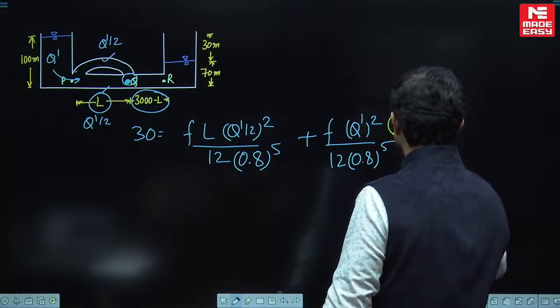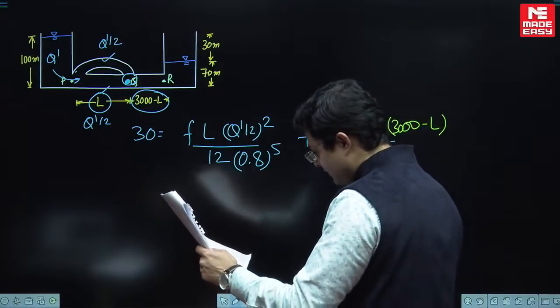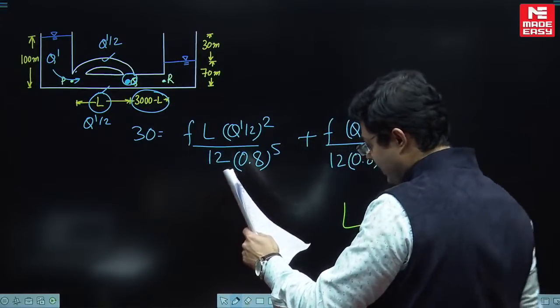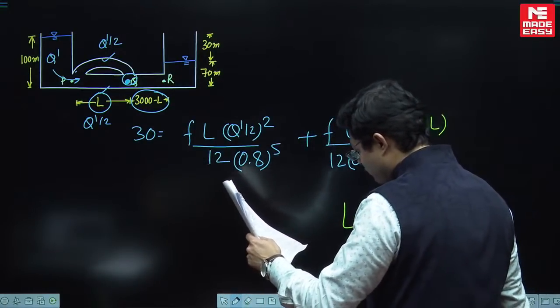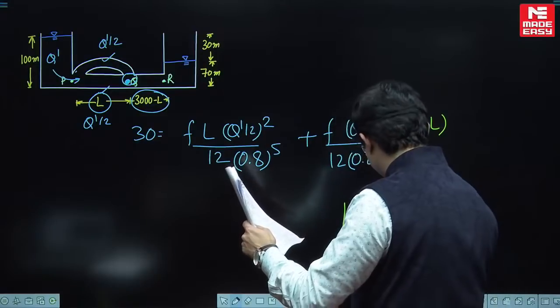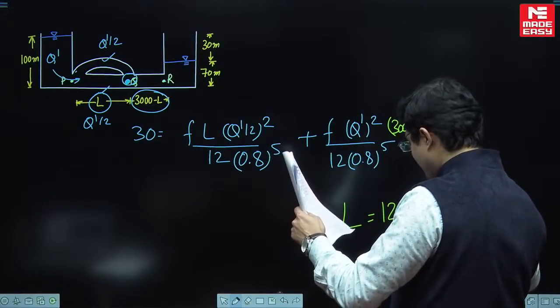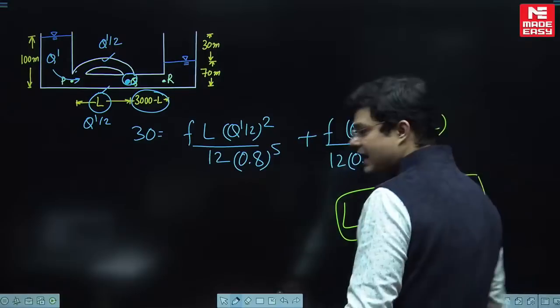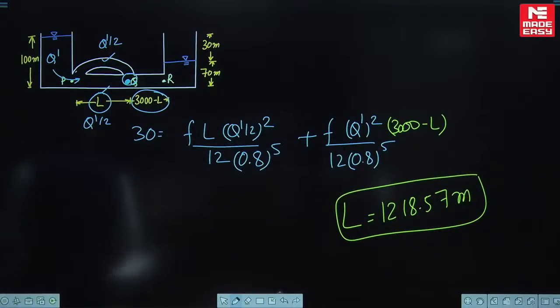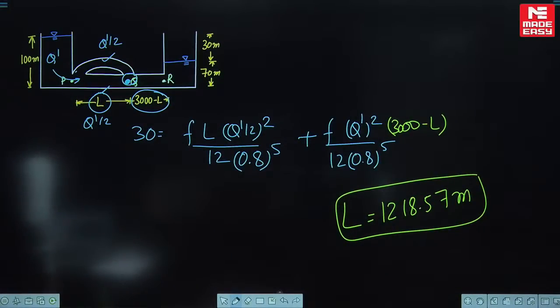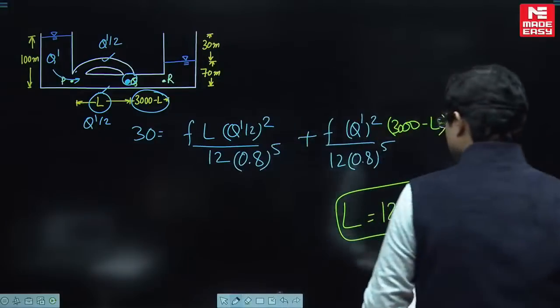This is 3000 minus L. So from here you can calculate the value of L, and the value of L will come out to be approximately 1218.57 meter. My dear students, come on. So that's our answer.